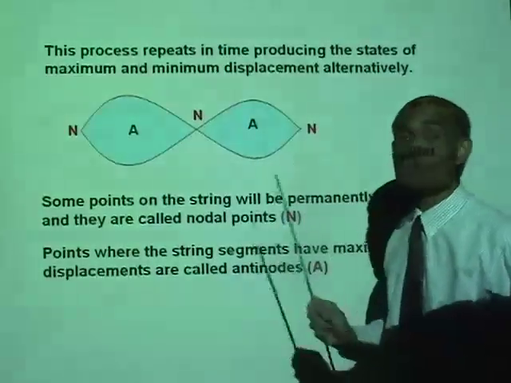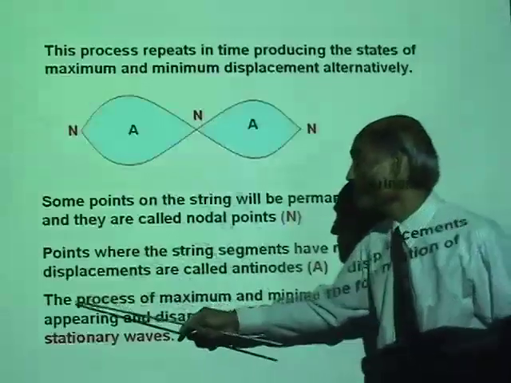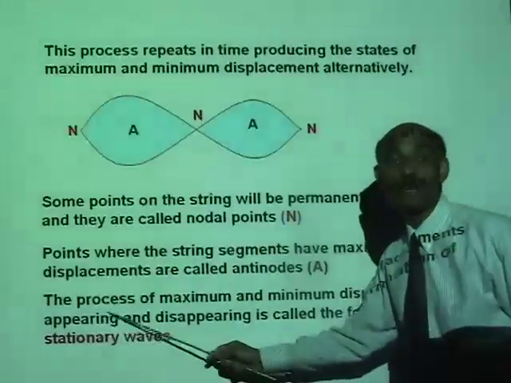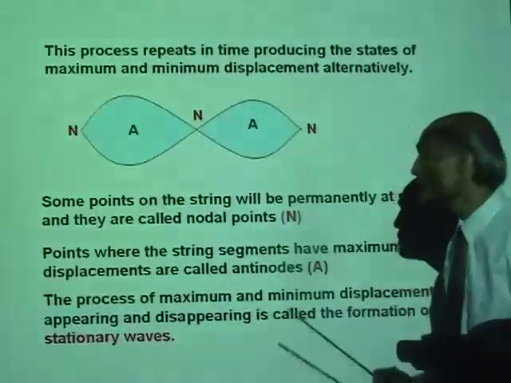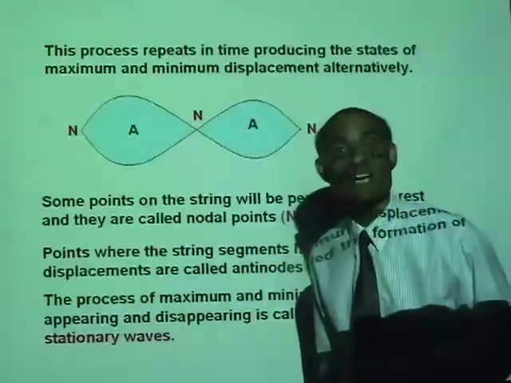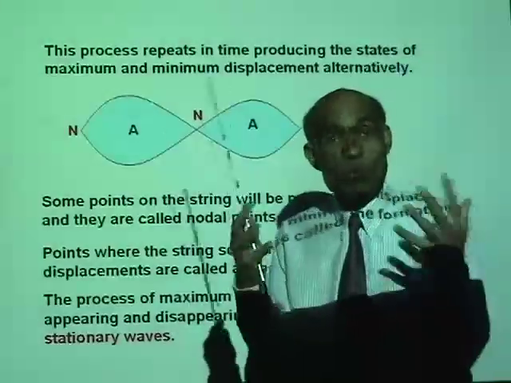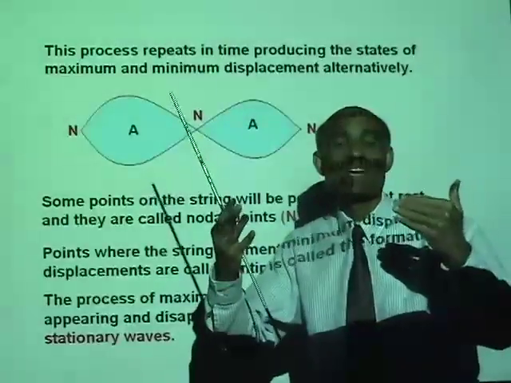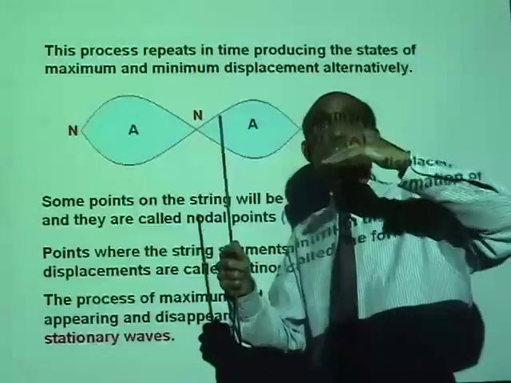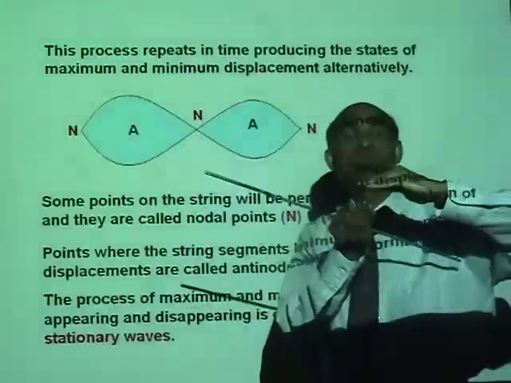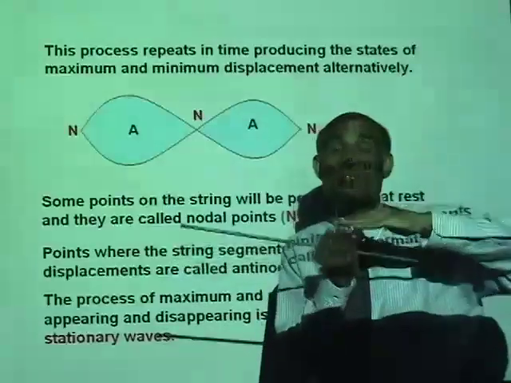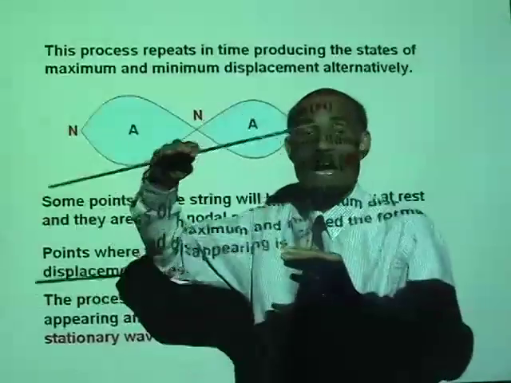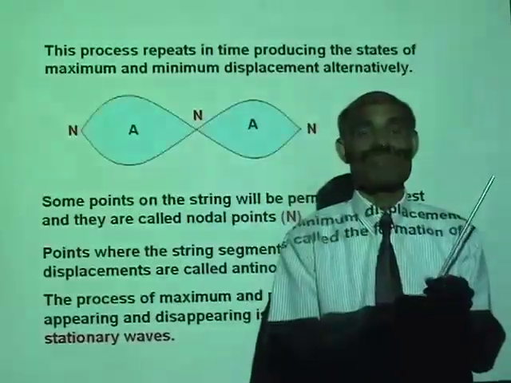Now, you can see this process of maximum and minimum displacements appearing and disappearing is called the formation of stationary waves. So the process of forming stationary waves on a stretched string is due to the formation of maximum and minimum displacements appearing and disappearing due to the interference of the advancing and the reflected wave. All right?